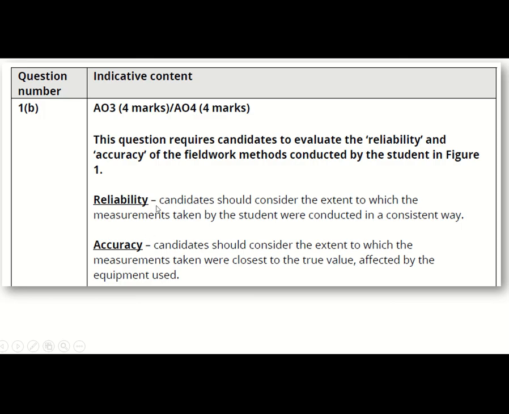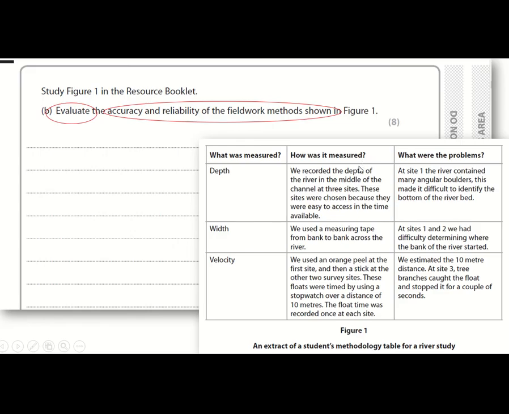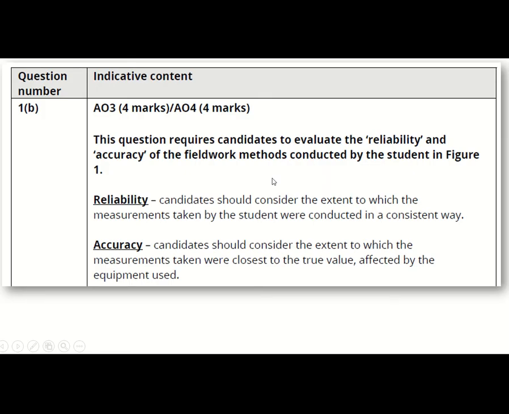So if they've done it the same way on every site, that's great, because you can see they were consistent. That they did it in the middle of the 3 sites, that's good. But is it accurate? Well, probably not, because that wasn't necessarily the deepest part of the river. It might be that they're on a meander, so it doesn't give you the true value of depth. It might be that there was sediment on the bottom which lifted the tape measure up, which again didn't give you the true value of depth.